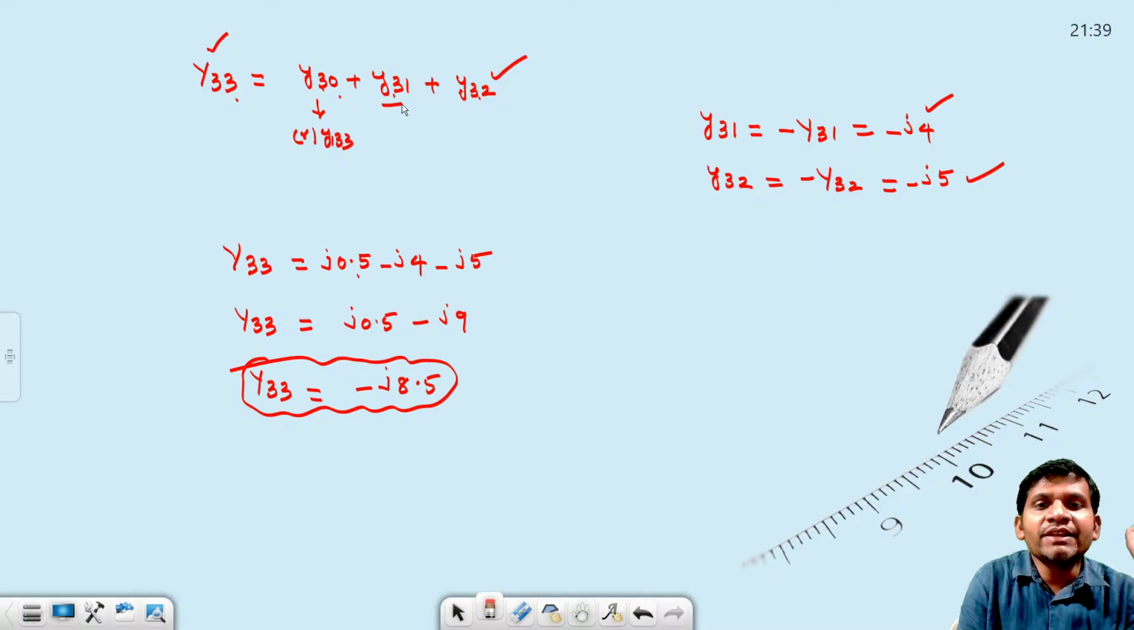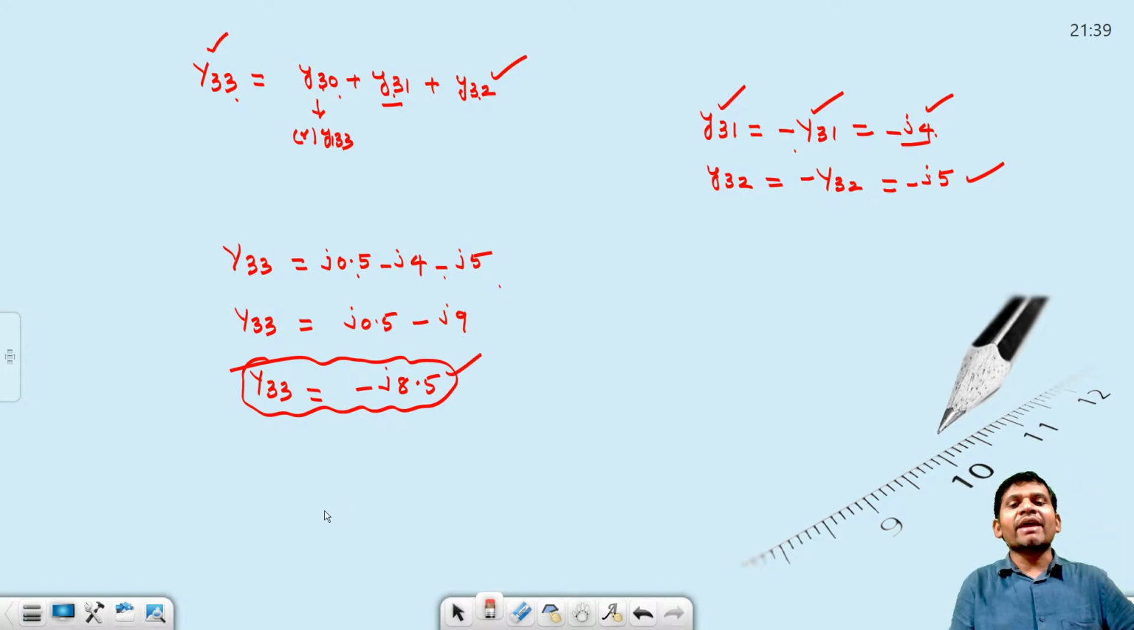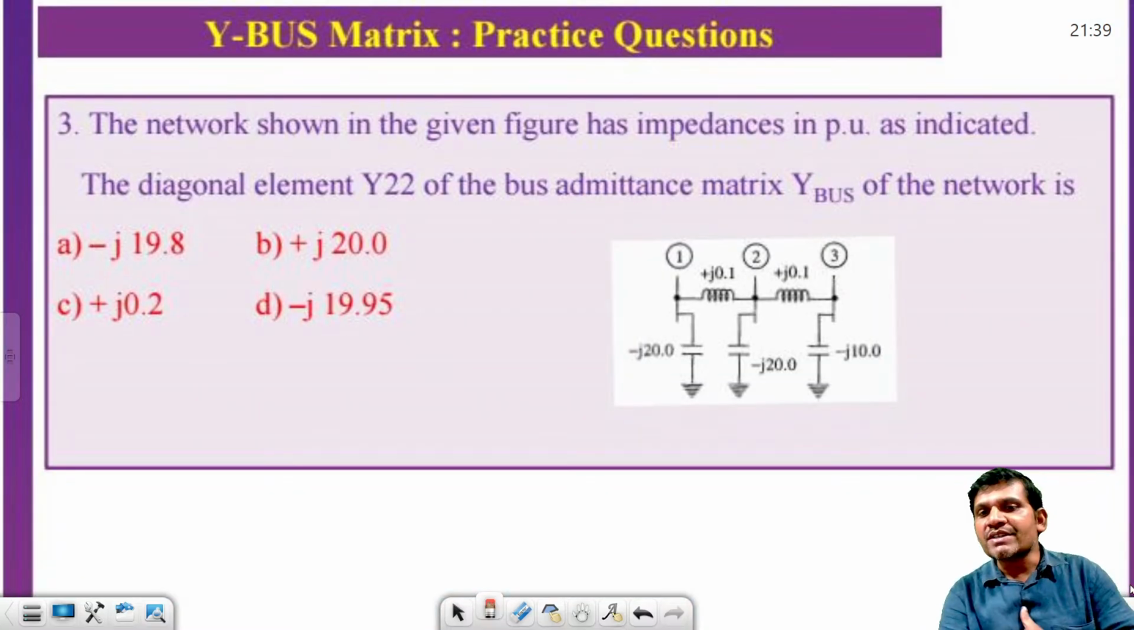J0.5. How can we write Y31? Minus Y31. This is capital letter, this is small letters, don't confuse. This minus J4, this minus J5. Then finally I got Y33 equal to minus J8.5. Clear? This is a very simple question. Can you answer this one?